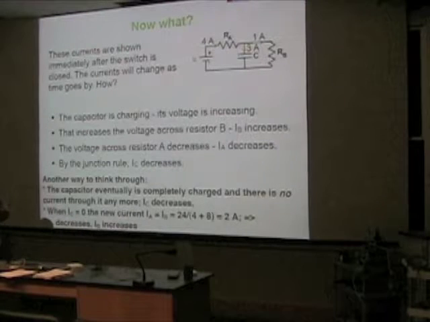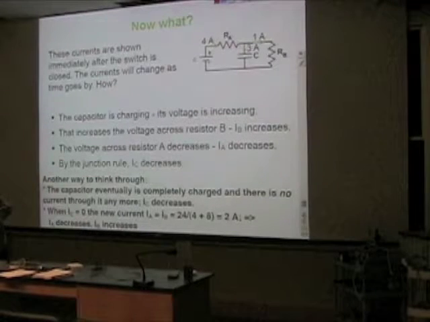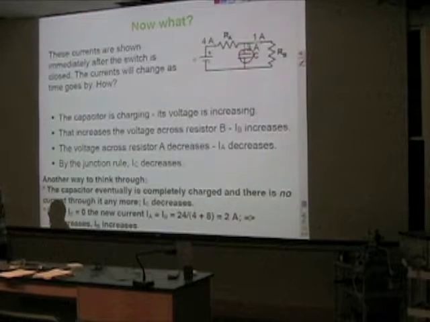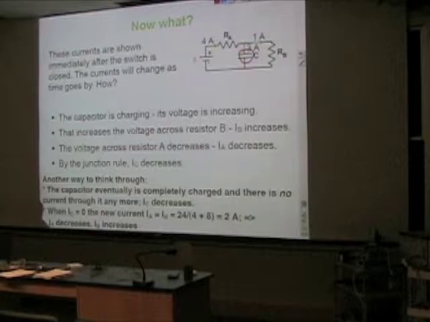So here, the initial value of the current is 3, but the final must be 0, always. That means this current decreases from 3 to 0.